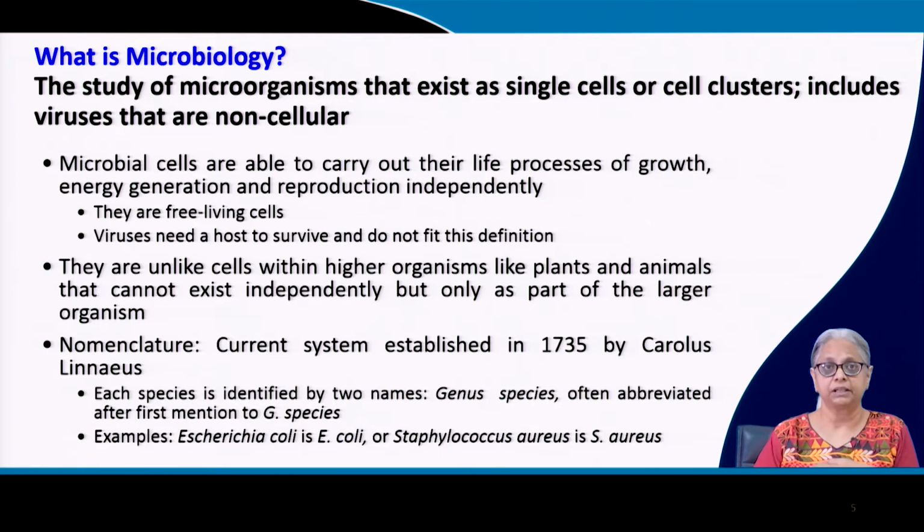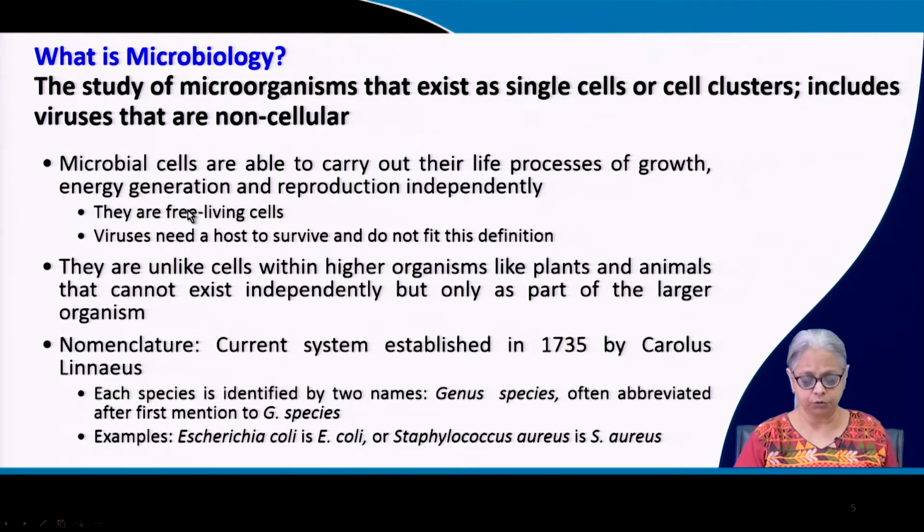Then we come to the nomenclature. This particular nomenclature was established as far back as 1735 by Carolus Linnaeus, and it is based on two basic names, just like my first name and my last name. So you have a genus and a species. The first name is the genus and the second name is the species, and often we write it in this particular form. This is the genus, this is the species. We abbreviate it after the full first mention to genus dot species.